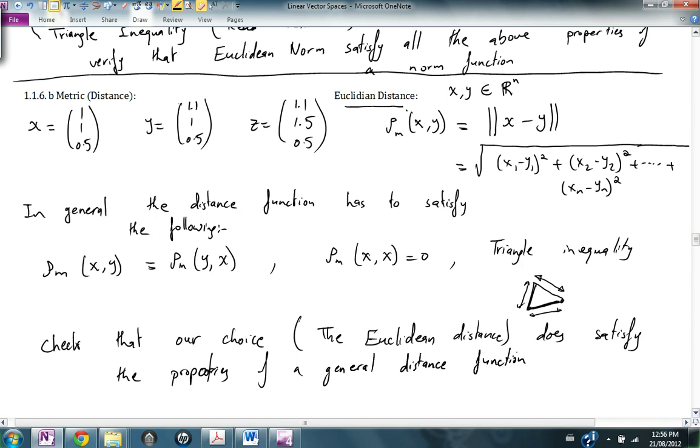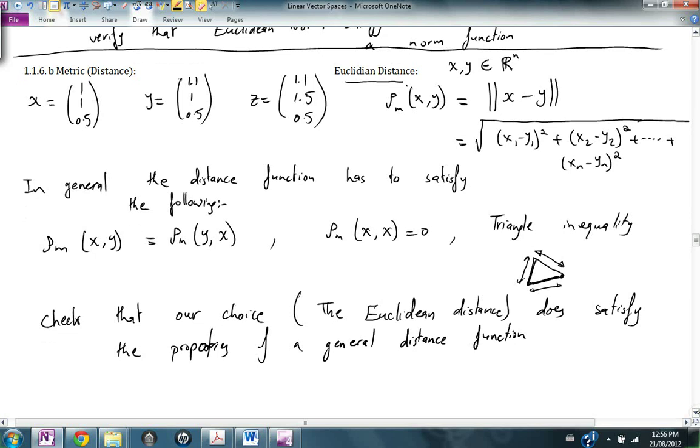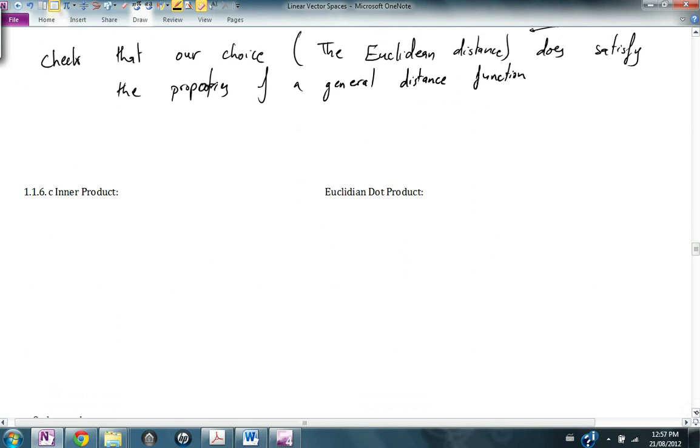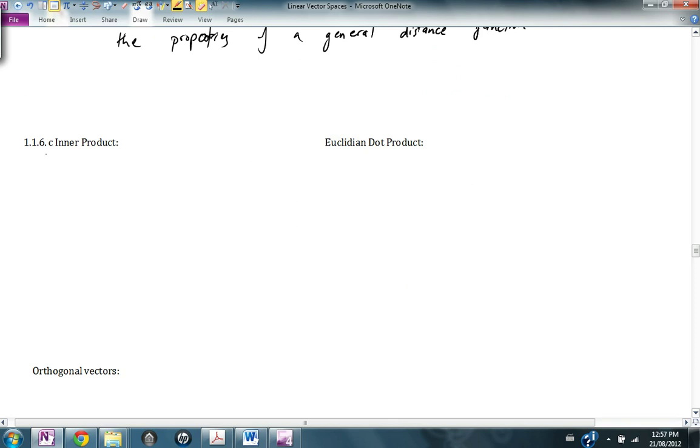Another important thing that we would like to present here is the Euclidean dot product, which is an example of a bigger family of functions called the inner product. So let's talk about the Euclidean dot product first. If x and y live in Rn, then x dot y is defined as x1 y1 plus x2 y2, and so on.